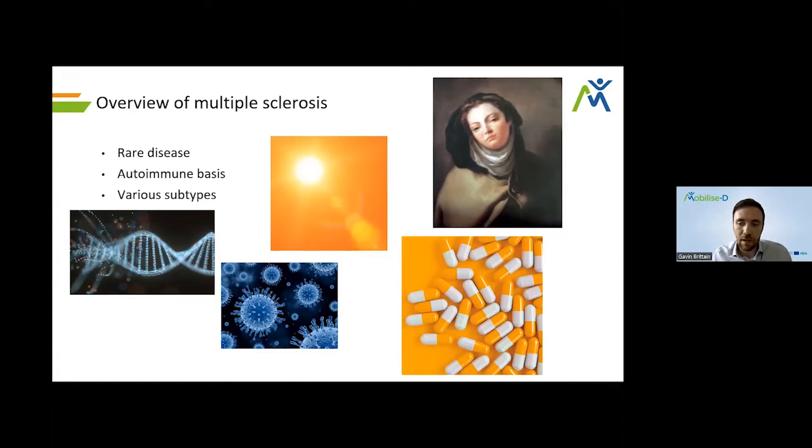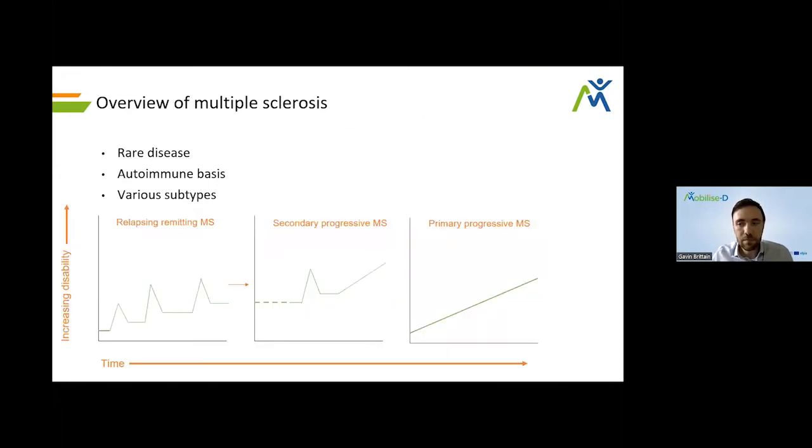The mechanisms of the condition are likely to differ between patients, especially between subtypes, which I'll come to shortly. There's a host of underlying factors which interplay with the autoimmune basis, including genetic susceptibility, and environmental factors, including exposure to Epstein-Barr virus, living at a higher latitude and having lower sunlight exposure in childhood, and also lower vitamin D levels. Multiple sclerosis is categorized into several subtypes.